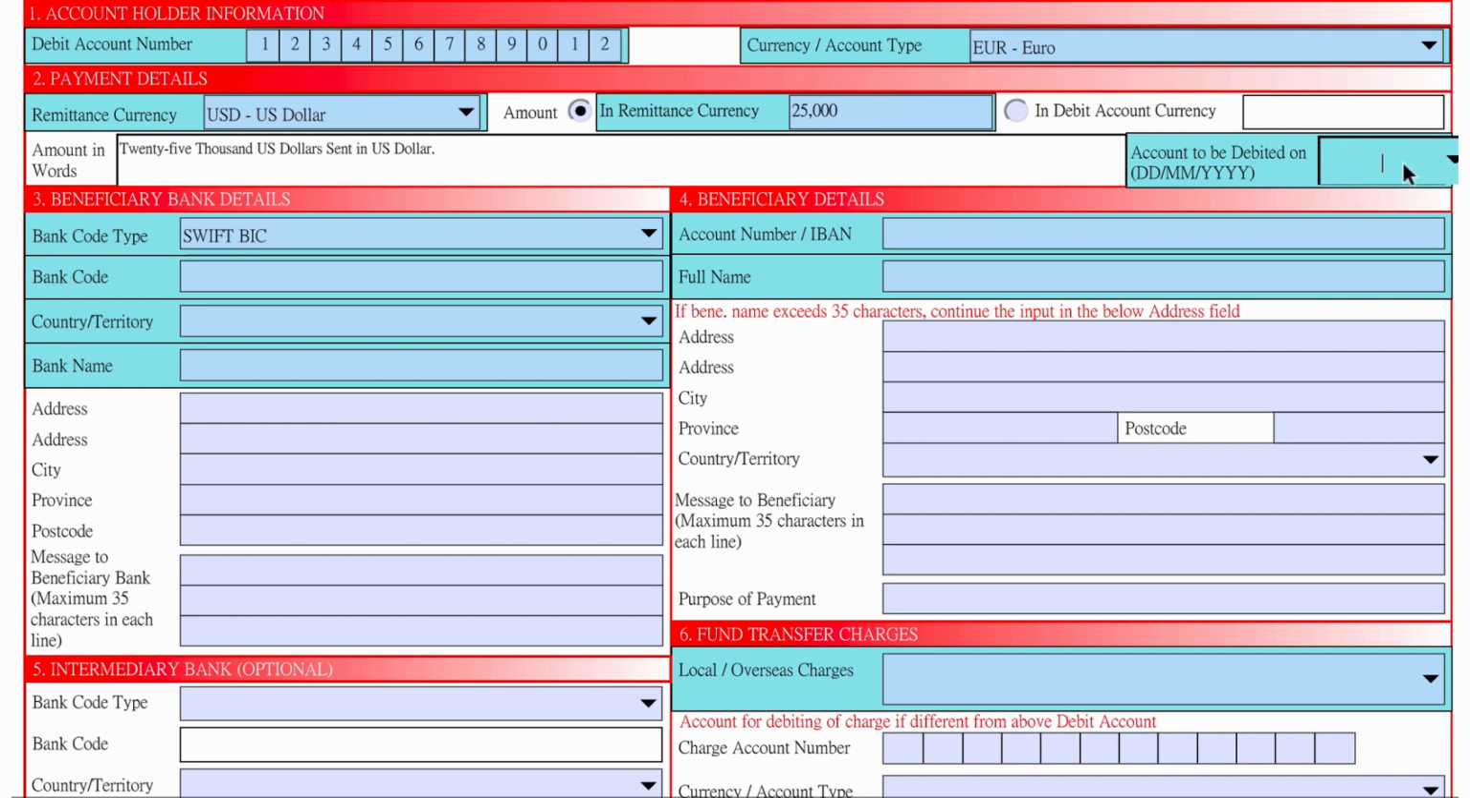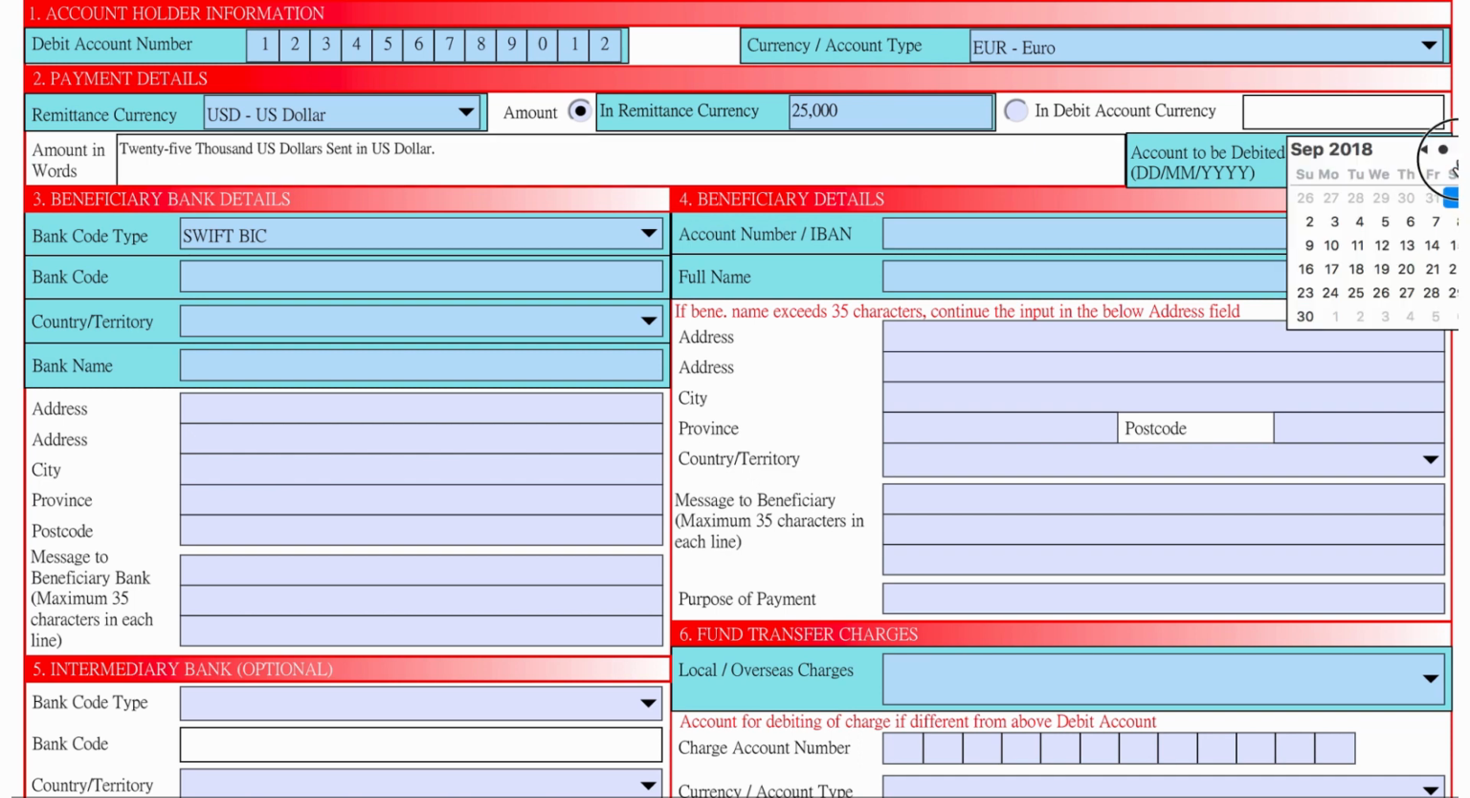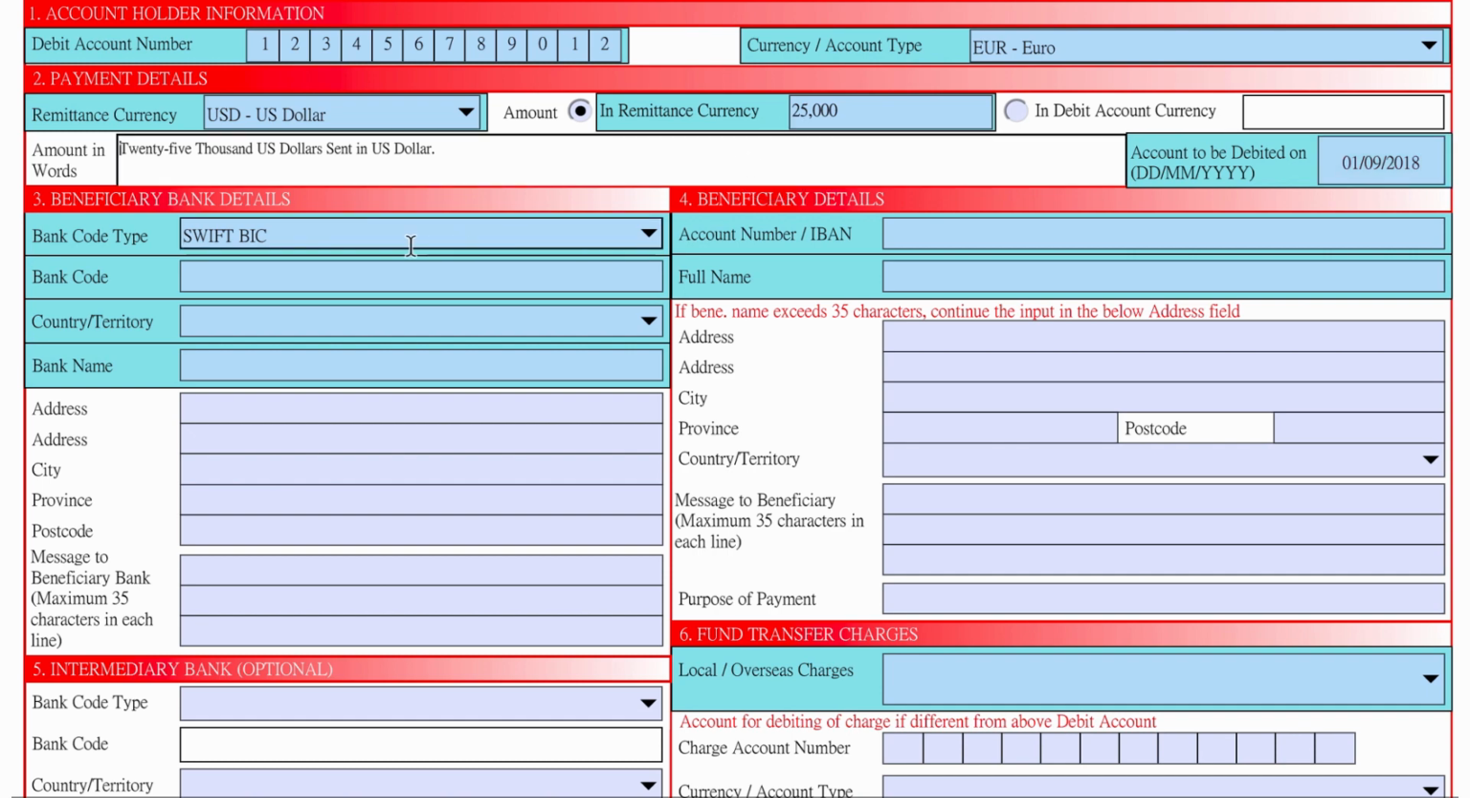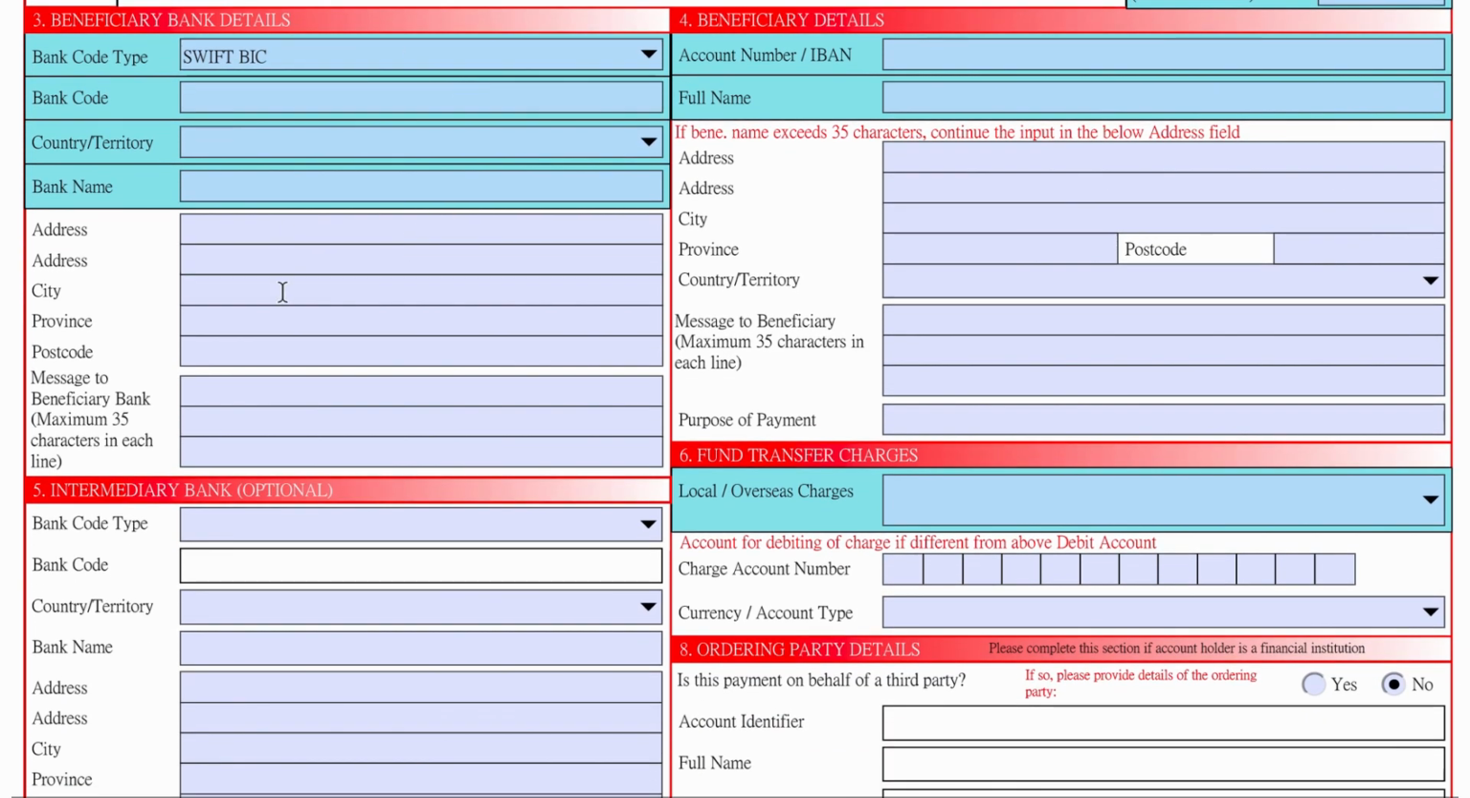Account to be debited on. So you might say, okay, let's say 1st September. Now there are these two areas here about the beneficiary, that means the payee, the company that you are going to pay, or the individual. But again, if you are buying some products from an overseas supplier, it's usually better to request an invoice for payment to a company, not an individual. So let's say it's a company.